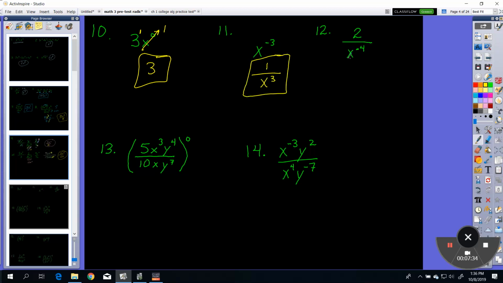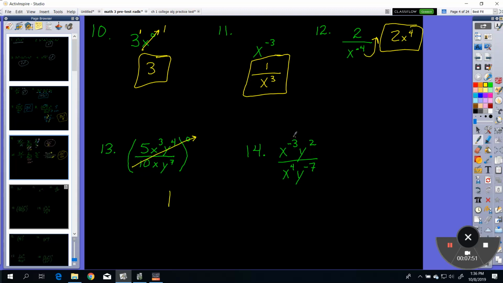X to the negative fourth moves it from the bottom to the top. So this one goes up, so it's just 2x to the fourth. You could put over 1 if you'd like. Anything to the 0 power. So all of this is to the 0 power. It all just goes to 1.